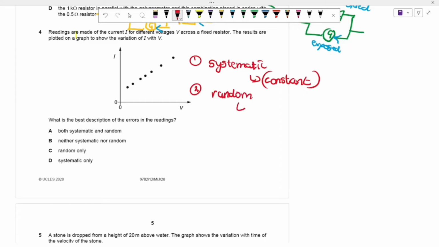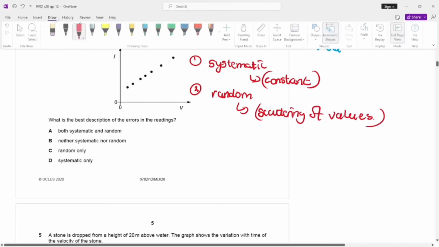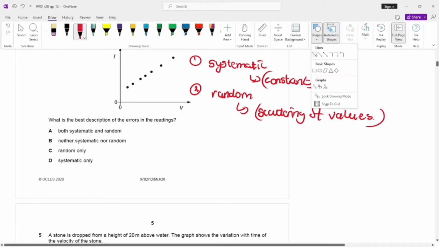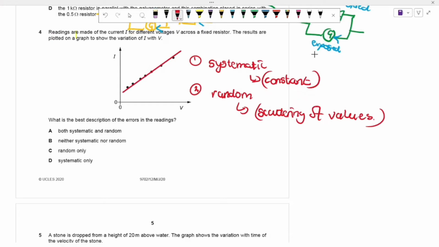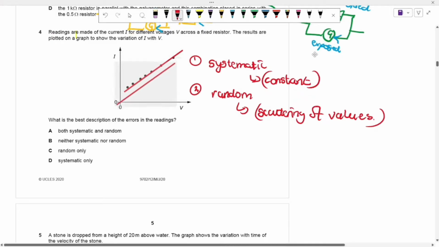Number 2 is a random error. A random error is basically an error that is a scattering of values. So if you look at this, our graph was supposed to be like this. This was supposed to be our initial graph, because we know that for a metallic conductor, I and V are directly proportional. So our graph was supposed to pass through the origin, but it's not. It's going like this.